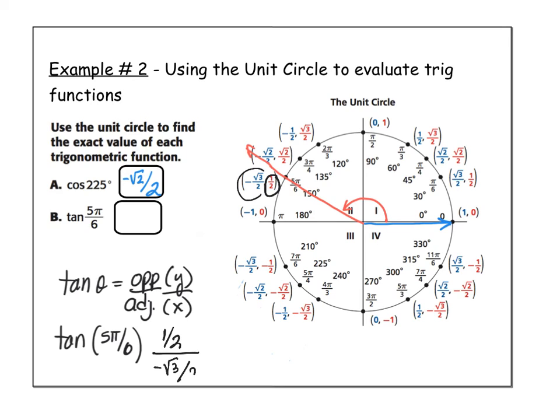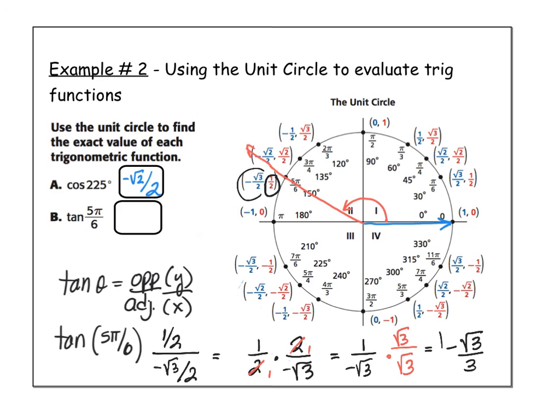Remember, when we divide by fractions, we multiply by the reciprocal. So I'm just going to multiply this, and then you can see the 2's will divide into each other, become 1. And then you multiply across, so you get 1 over negative square root of 3. But you remember, we like to rationalize the denominator, so I'm going to multiply both sides by the square root of 3 over 3. And that becomes negative square root of 3 over 3, and that's my answer.